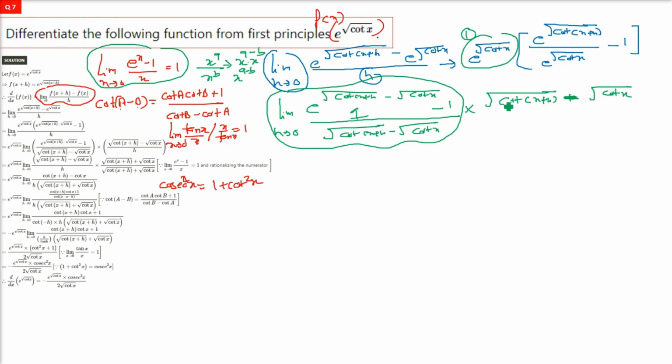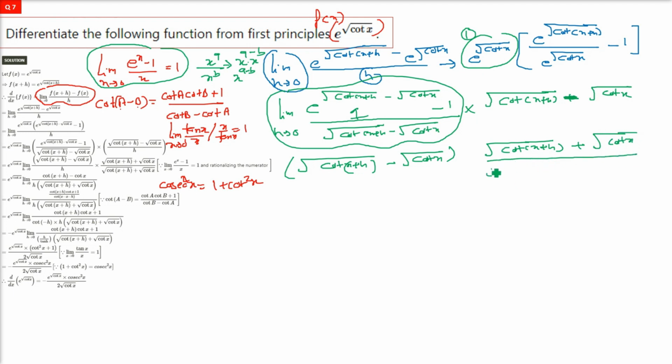This term, under root cot(x+h), we are going to rationalize. So we have this term remaining: under root cot(x+h) minus under root cot x. In order to rationalize, just multiply with the same term with a positive sign: under root cot(x+h) plus under root cot x, in the numerator and the same thing in the denominator.